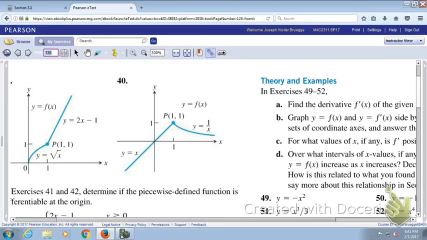This is differentiable everywhere except 1. What's wrong at 1? Corner. That's what I expect you to be able to do. Name corner, cusp, vertical tangent, which is the one people always forget, or discontinuity. So we know 1 is the problem. Everywhere else is fine. But how do we actually show it?